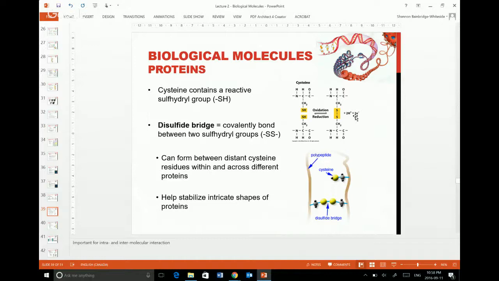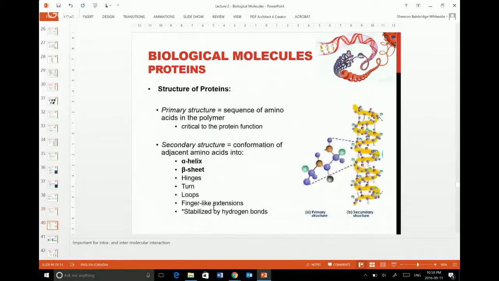So this is what I was just referring to on the previous page in regards to cysteine, which has the sulfhydryl group, which when coming in close proximity with another cysteine can make this disulfide bridge, a really strong covalent bond. And it really helps to stabilize some of the intricate shapes of proteins. So let's talk a little bit about the shape of proteins because it's actually quite important.